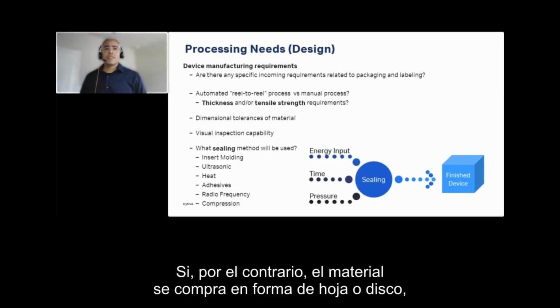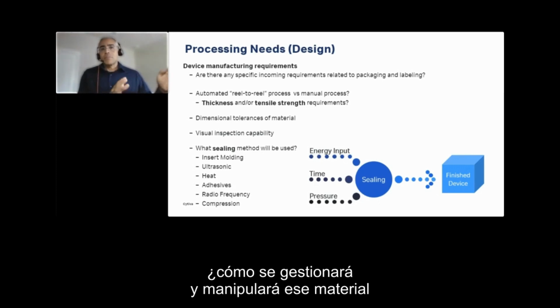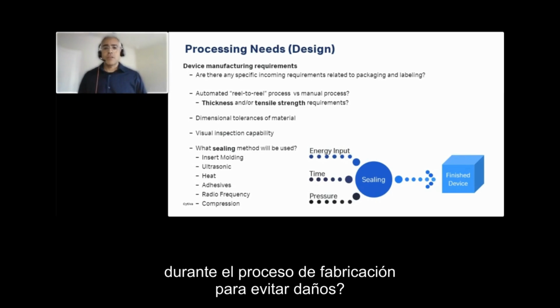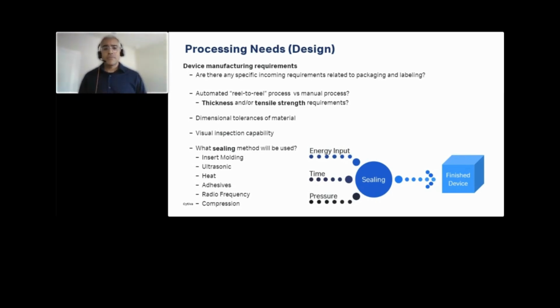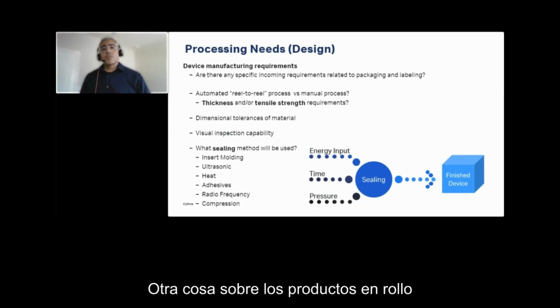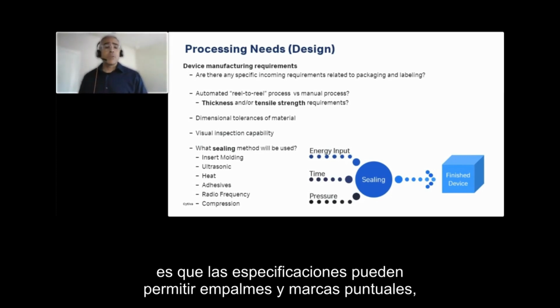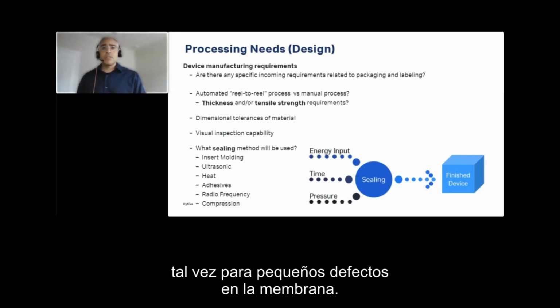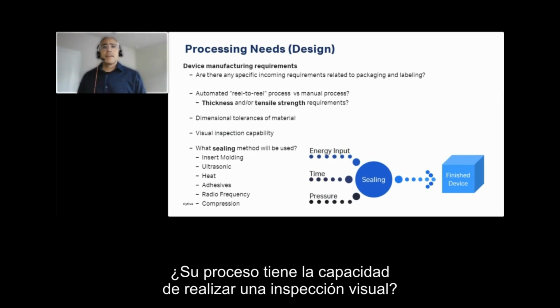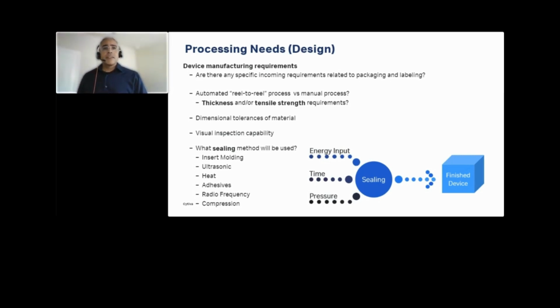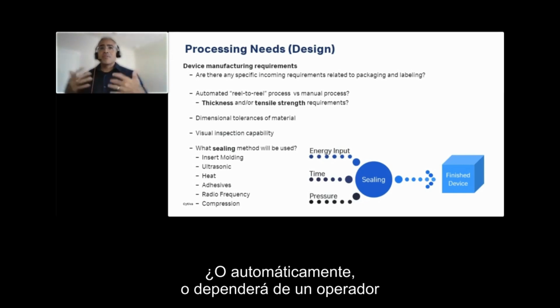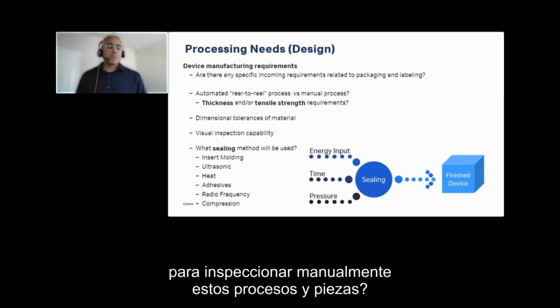If, on the other hand, the material is purchased in a sheet or a disc form, how will that material be managed and handled through the manufacturing process to avoid any damage to it? One other thing on roll products is that the specifications may well allow for splices as well as special markings, perhaps for small defects on the membrane. Does your process have the capability to perform a visual inspection automatically, or will you be relying on an operator to manually inspect these parts?